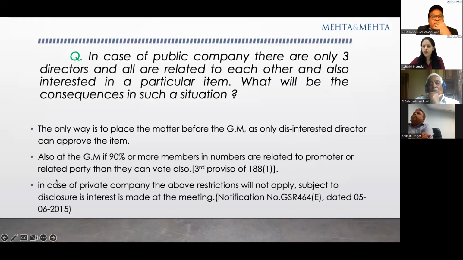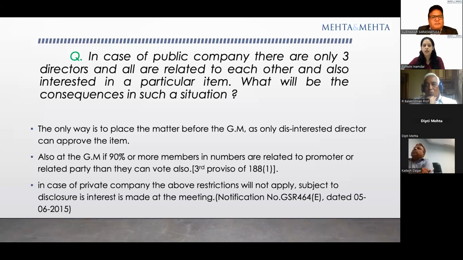There are threshold limits given in the rules regarding up to what amount the board can approve a certain transaction, and beyond those threshold limits, as sir was saying earlier, you have to take the shareholders' approval. So the rules have to be checked before determining the approval mechanism.